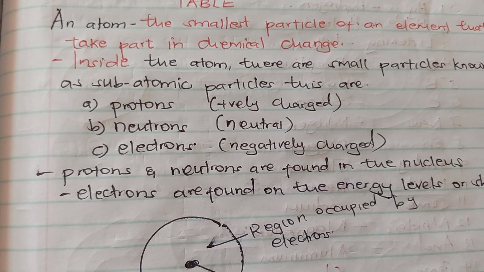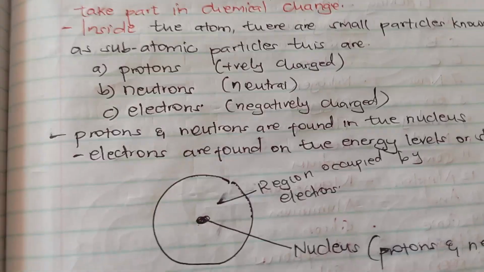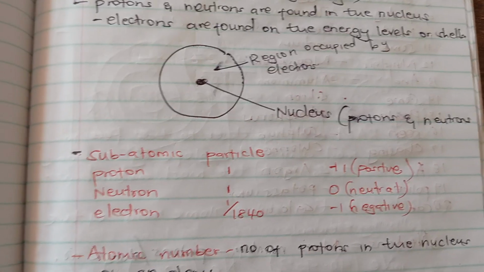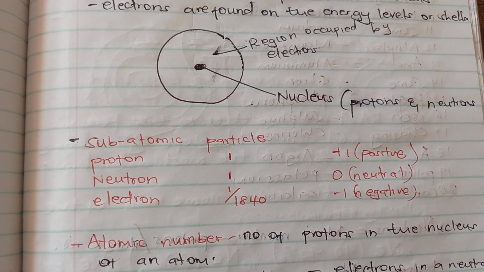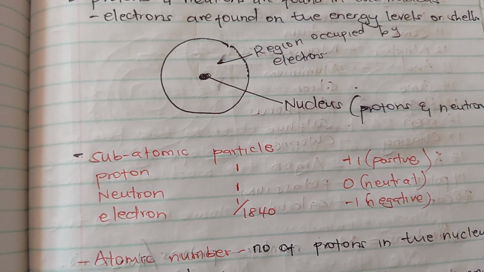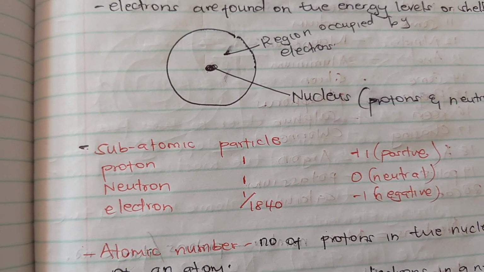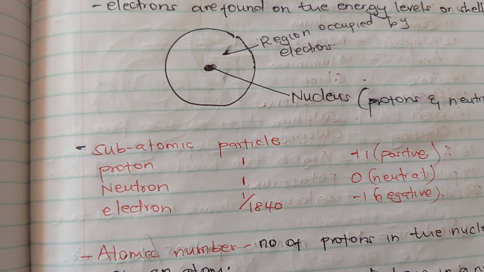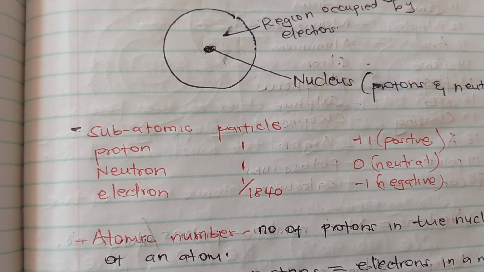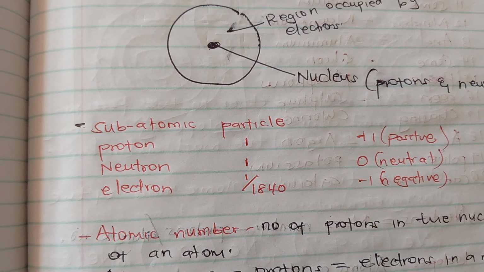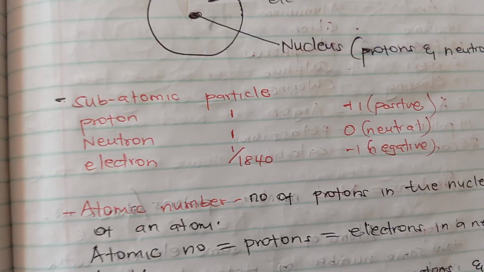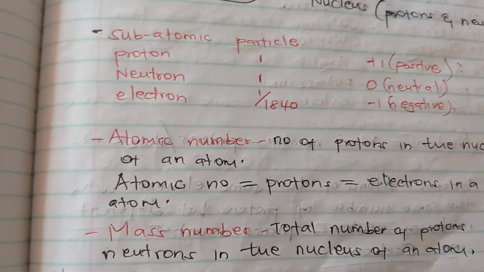Protons and neutrons are found in the nucleus and sometimes they are called nucleons, while electrons are found on the energy levels. So subatomic particles: there is proton, neutron and electron. The proton has a positive charge, the neutron has a neutral charge, and the electron has a negative charge. The mass of the proton is 1, the mass of the neutron is 1, and the mass of the electron is 1/1840.